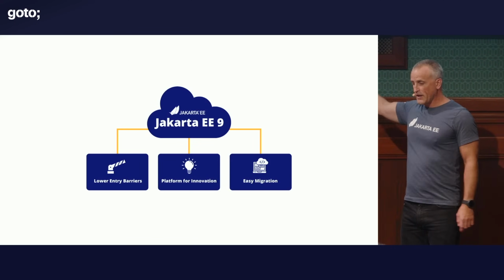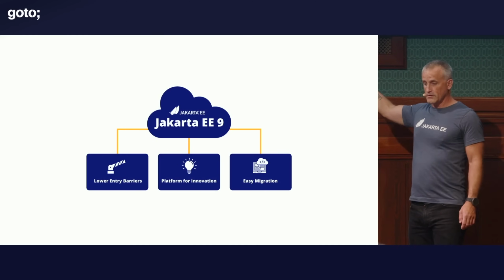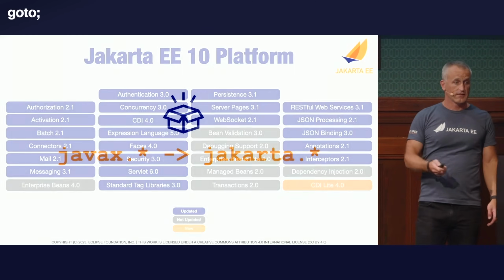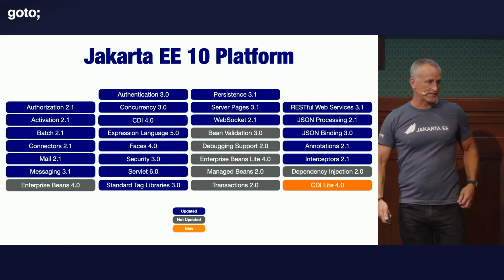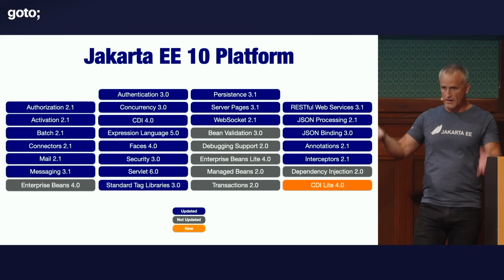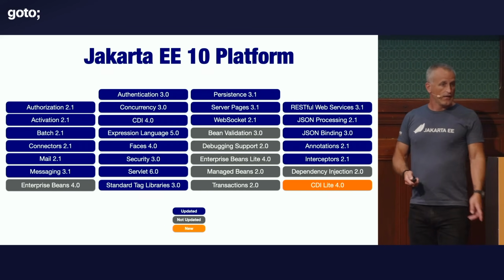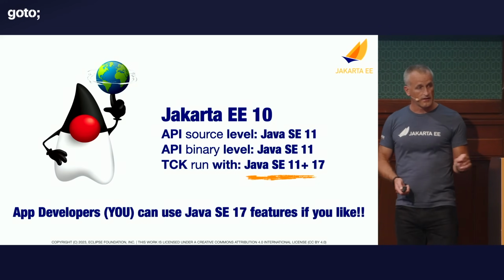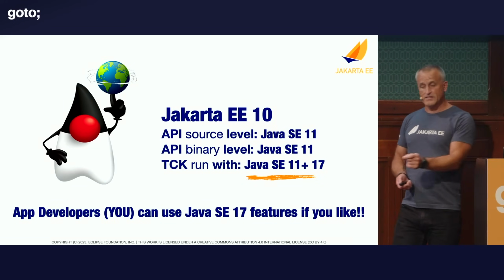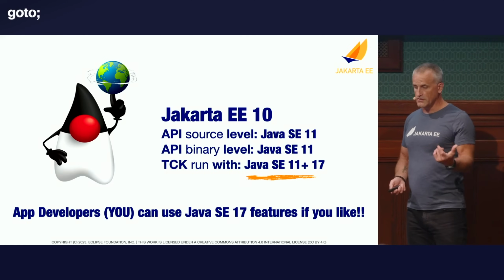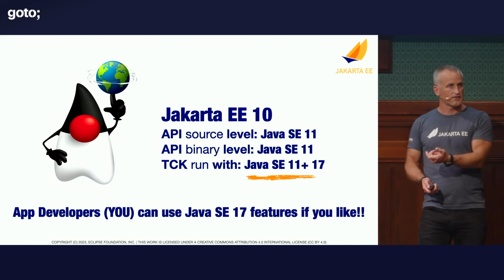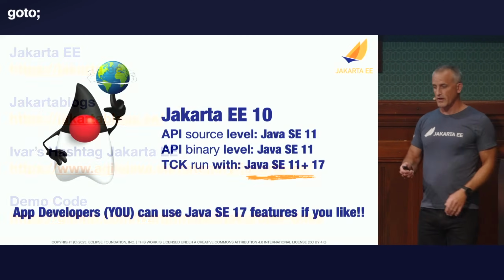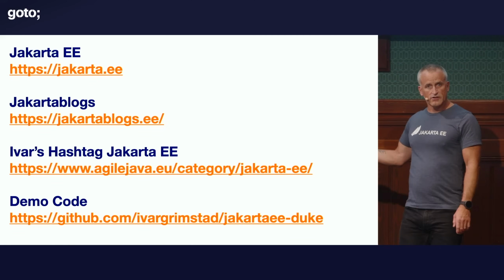So to recap, Jakarta 9 was about the namespace. We're through that namespace now. You've seen how easy it is. So you can do that. Go home and do it tonight. Jakarta 10, a lot of new specifications. Core Profile is the cool thing. 10 is based on 11 and 17, so you can certify it on 11 and 17, so it's kind of the bridge there.